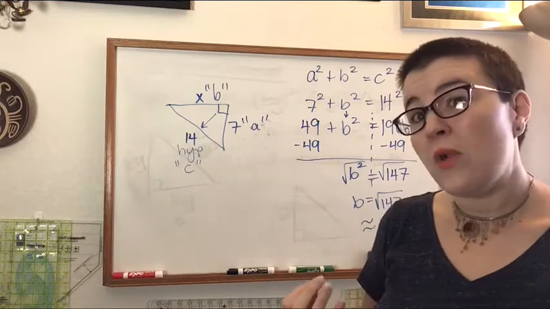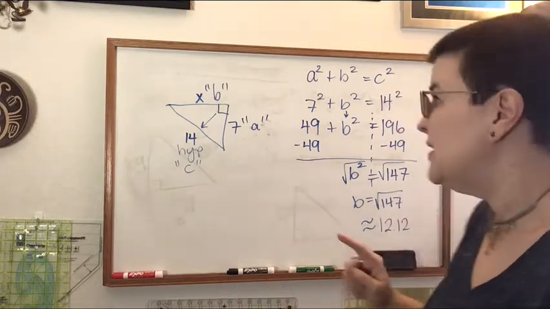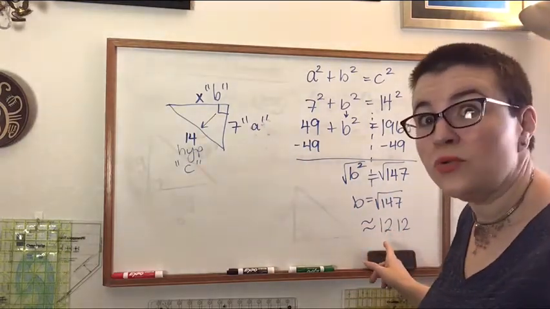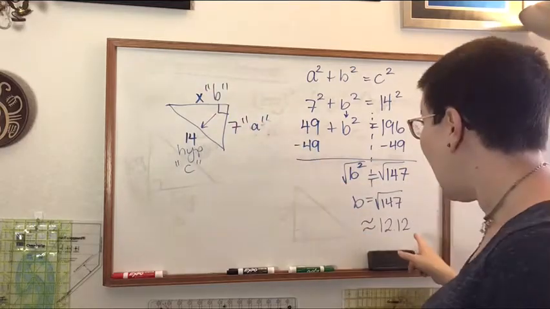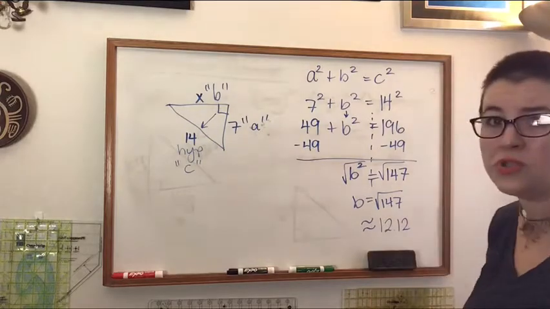So one quick way to check that you are on at least the right track, whether your math is right or not, is did the number that I get make sense in the triangle? If I'm looking for the hypotenuse, is it larger than the other two pieces? If I'm looking for a side, is it smaller than the hypotenuse? And this one's smaller than the hypotenuse, so it works.